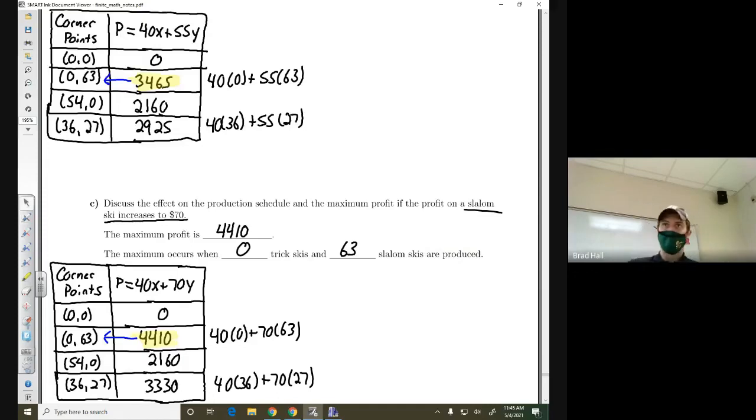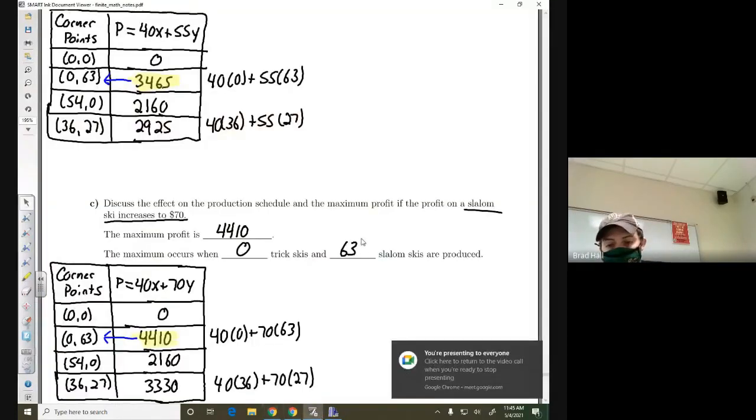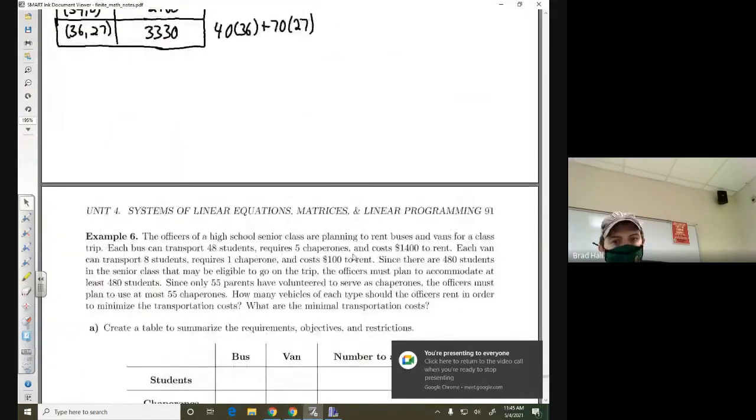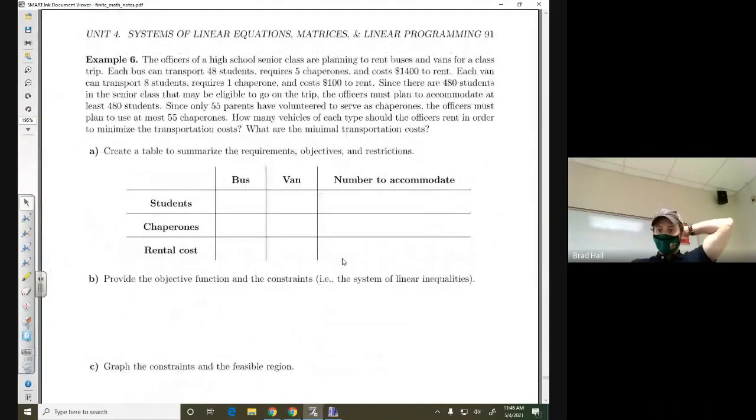Does anyone have any questions before we proceed to example 6? If not, let's go ahead and move on to that example. Now, example 6, as you can see, there's this giant paragraph of all of these numbers. I'm not going to bother to read it. I'm mainly going to foreshadow what we are looking for.